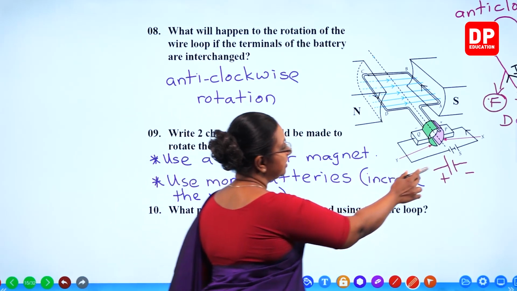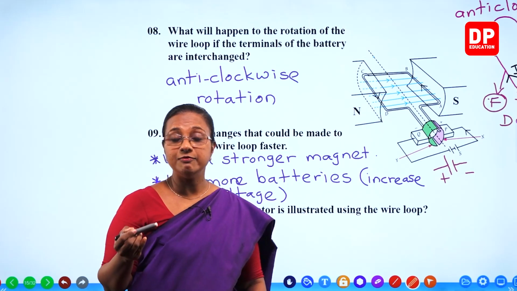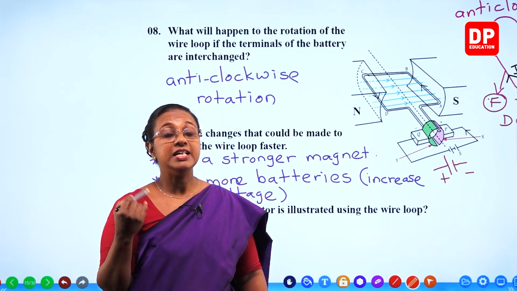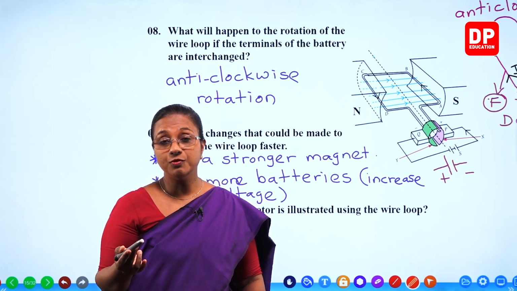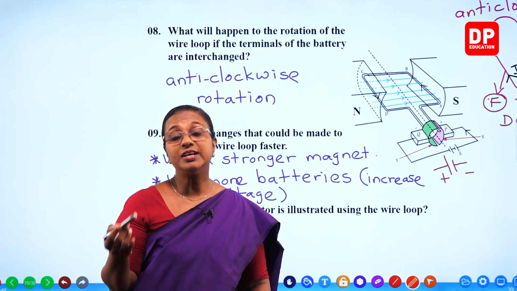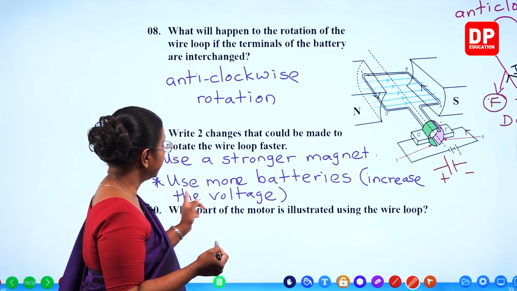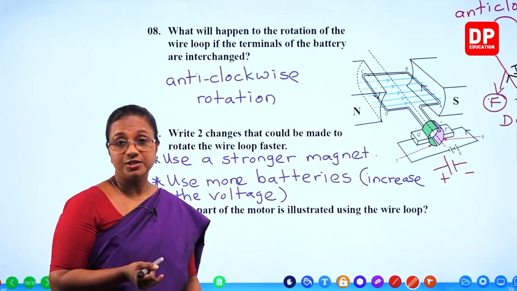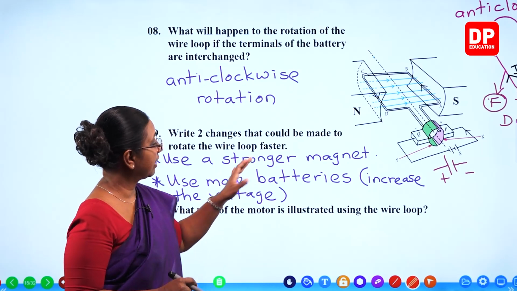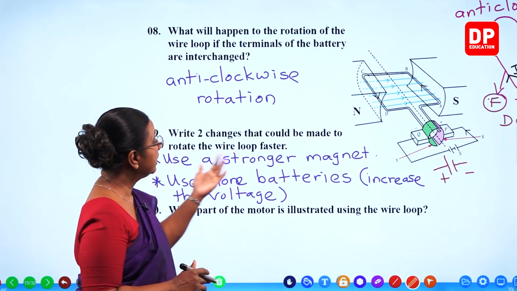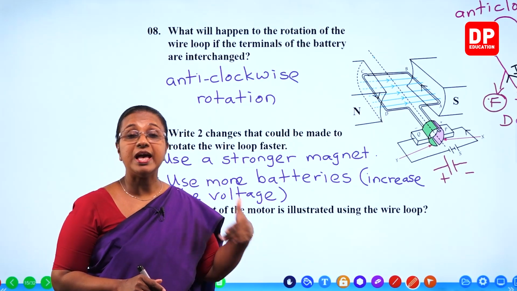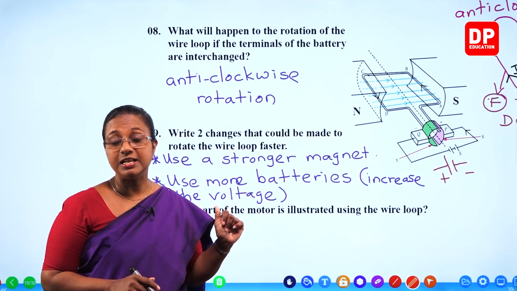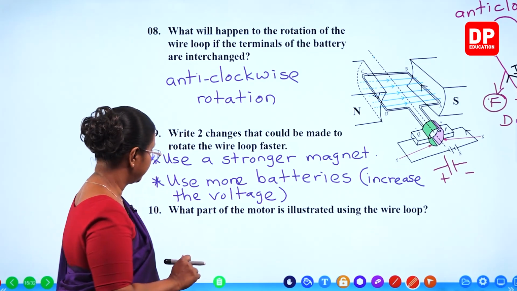Now here you can see there are 2 batteries, 1.5 volt battery, so 3 volts. Instead if you use a 9 volt battery, then also the current will increase. So either you can use more batteries or you can increase the voltage of the batteries. And also you can use a stronger magnet in order to increase the force and make the loop rotate faster. Is that clear, students?